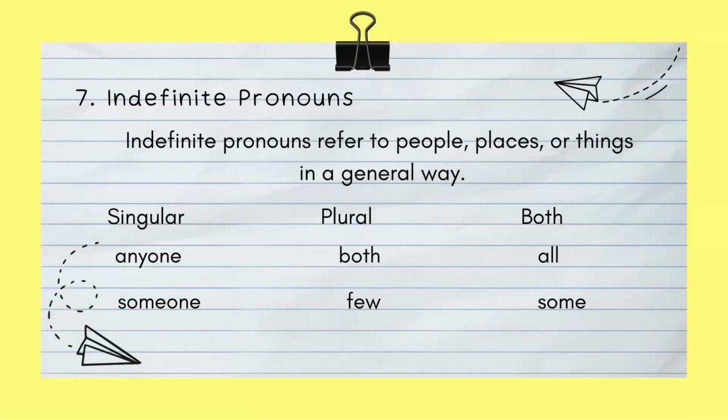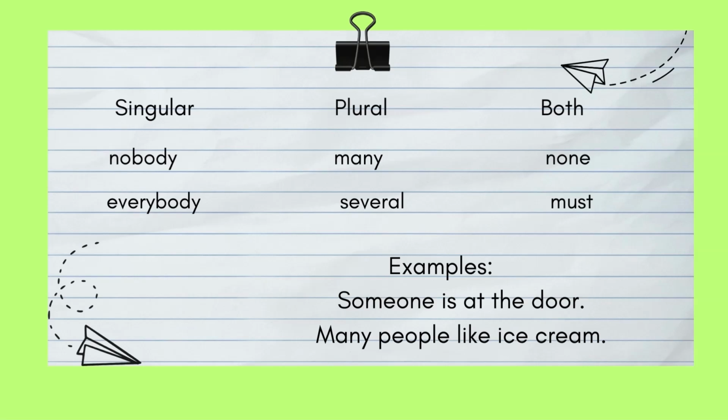7. Indefinite pronouns. Indefinite pronouns refer to people, places, or things in a general way. Singular, plural, both. Anyone, both, all, someone, few, some, nobody, many, none, everybody, several, most. Examples. Someone is at the door. Many people like ice cream.